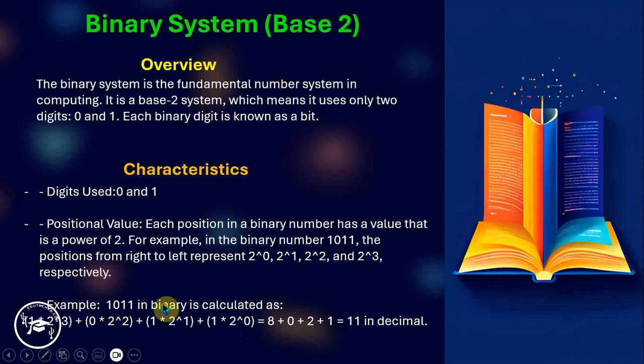So when we solve the ones in the bracket, we get 8 plus 0 plus 2 plus 1, which is what? 11 in decimal. So the number 11 in decimal can be converted into base 2 as 1011. And this is how the computer understands the number 11.